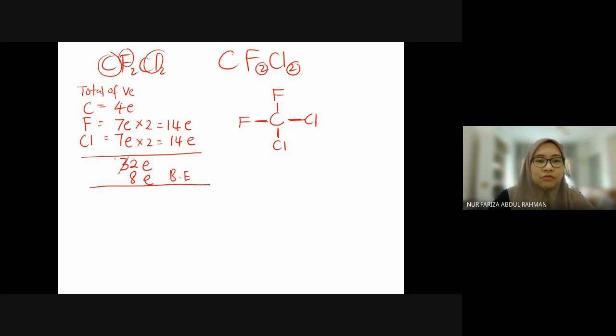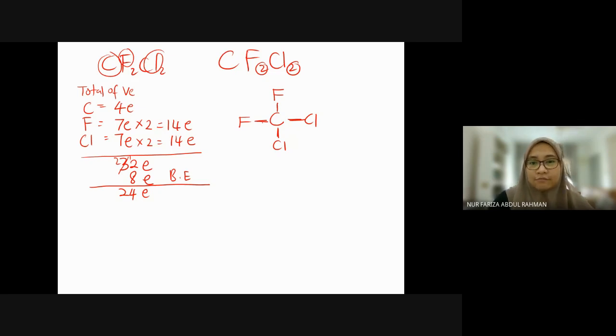So 2, kelakar nak tolak pakai macam ni kan. 12 tak 8 apa? 4 24. Alright, so we have 24 electron left. Next, dia punya step dia adalah to distribute this electron.